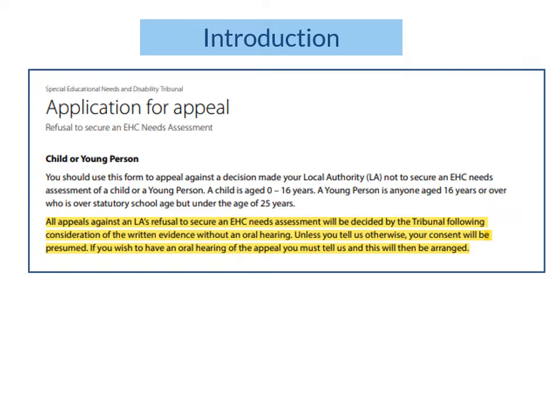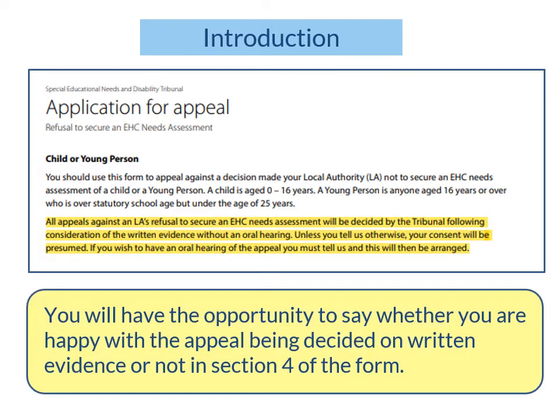However, you or the local authority can request an oral hearing if you give clear reasons. You will have the opportunity to say whether you are happy with the appeal being decided on written evidence in section 4 of the appeal form.